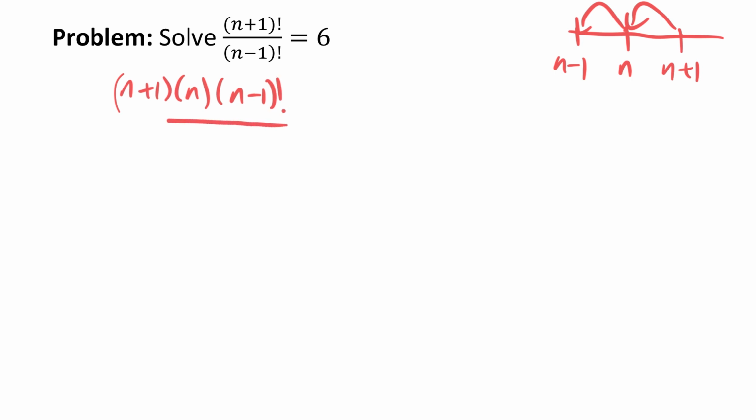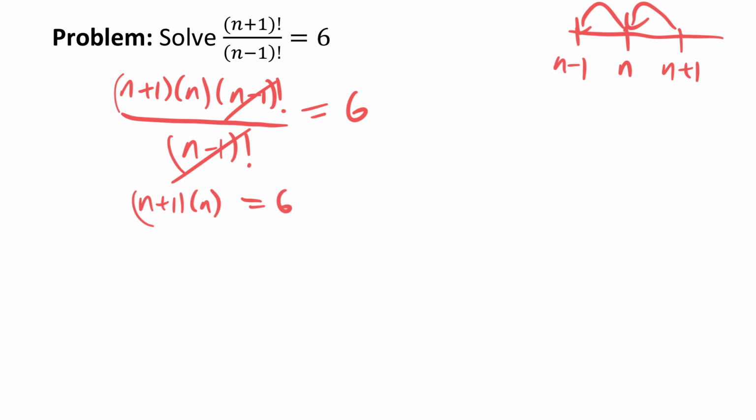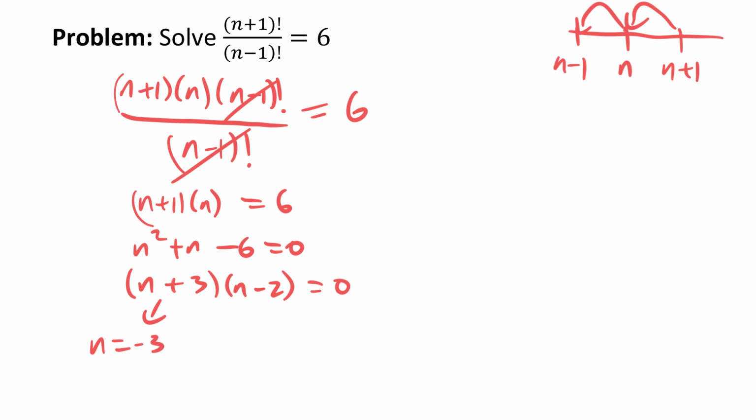That's a good place to stop. So we put n minus 1 factorial, and we can cancel that out. That's going to give us n plus 1 times n. So n squared plus n minus 6 equals 0. Factor that down. N plus 3, n minus 2. Okay, so that gives us n equals negative 3, and that gives us n equals 2.